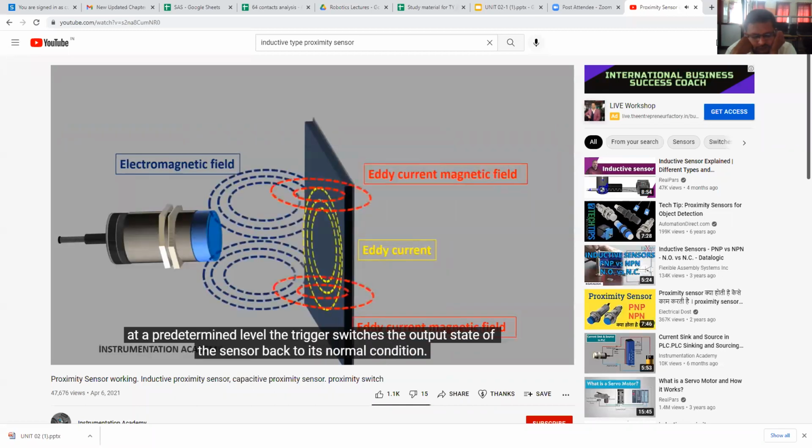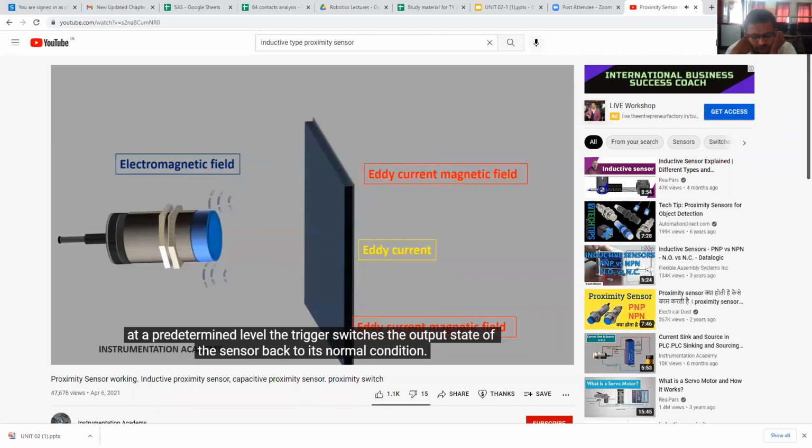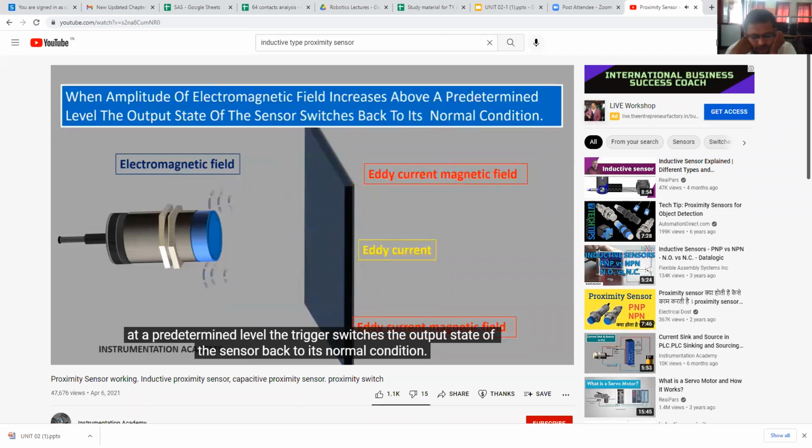As the target moves away from the sensor, the amplitude of the electromagnetic field increases, and at a predetermined level, the trigger switches the output state of the sensor back to its normal condition.